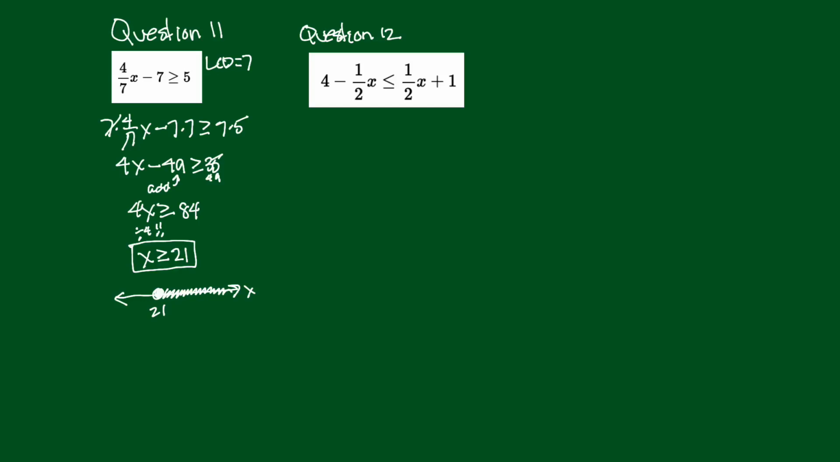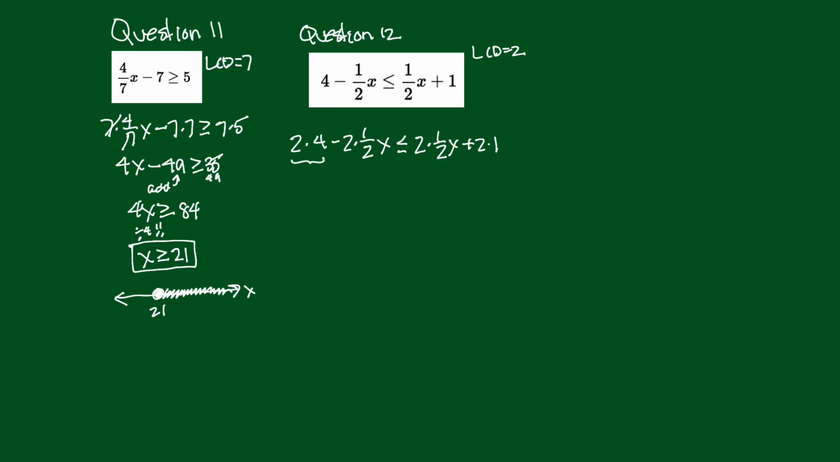Question 12, we've got two fractions. The LCD here is pretty straightforward, isn't it? Only denominator here is 2. So the LCD is 2. So let's multiply each side by 2. And that just means we're going to write that LCD, that 2, in front of every single term. Right here, here, here, and here. Now we're multiplying by positive 2, so we don't change the direction of that symbol. So I'm going to write the 2 here, 2 times 4 minus 2 times 1 over 2x less than or equal to 2 times 1 over 2x plus 2 times 1.